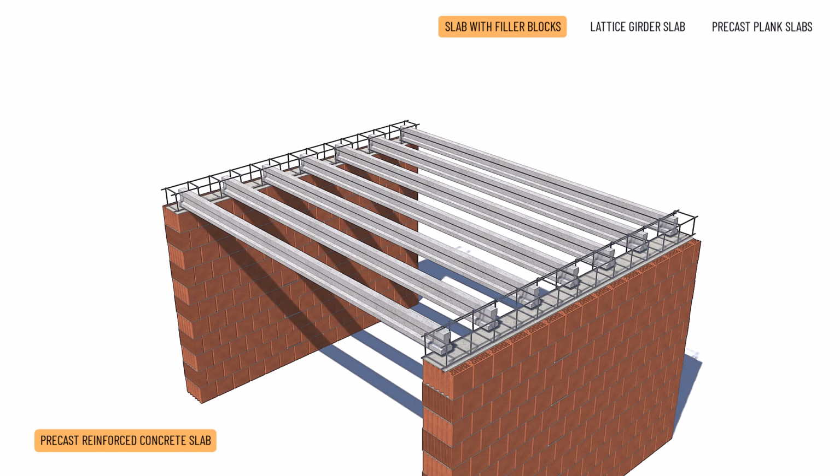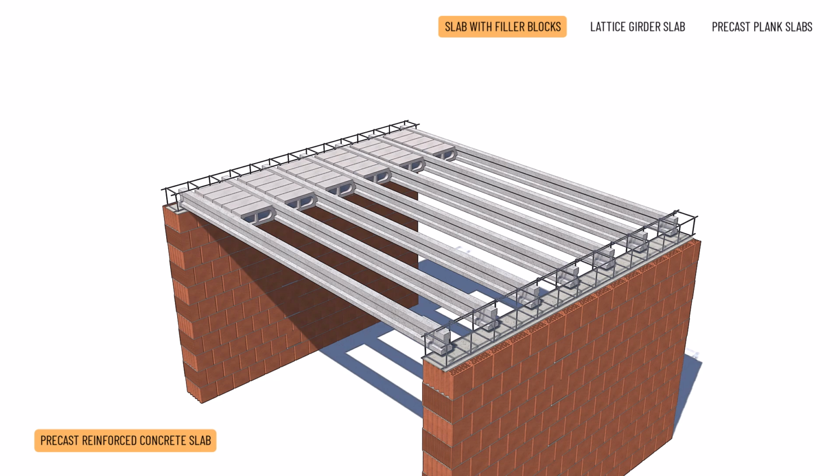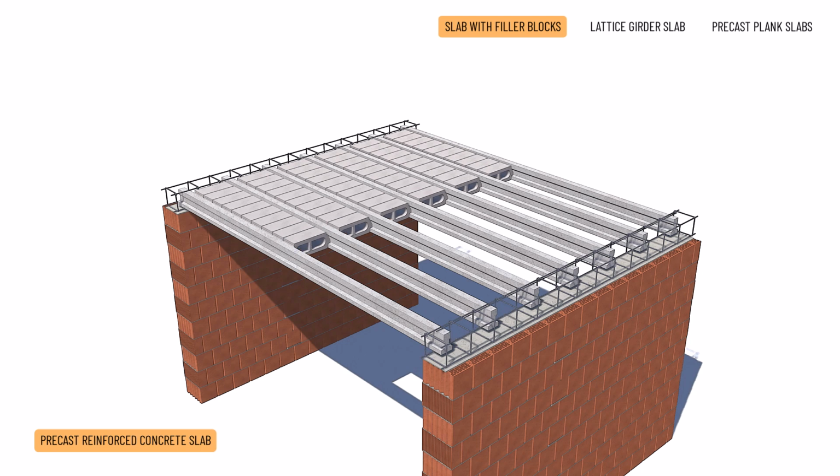Filler blocks, resting on the lower edges of the beams, fill the in-between spaces. These blocks are typically hollow lightweight elements made of concrete, ceramic or even cement-bonded wood fiber with a height of 19 centimeters, similar to the beam.